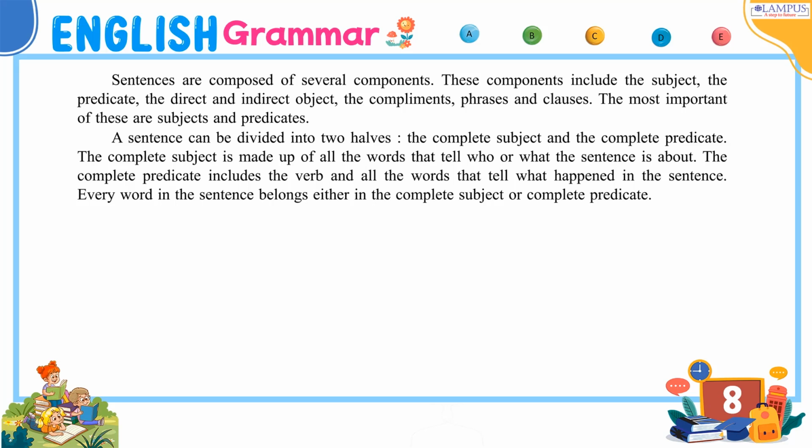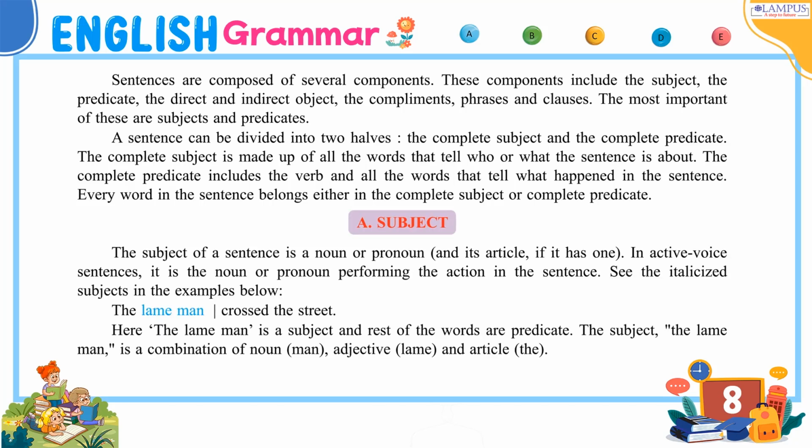A sentence can be divided into two halves, the complete subject and the complete predicate. The complete subject is made up of all the words that tell who or what the sentence is about. The complete predicate includes the verb and all the words that tell what happened in the sentence. Every word in the sentence belongs either in the complete subject or complete predicate.